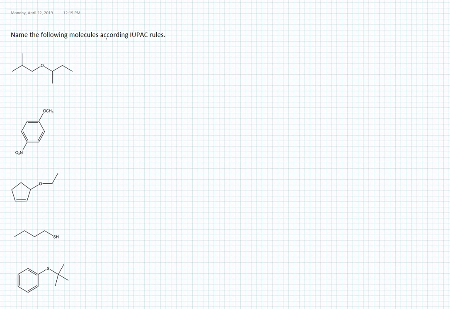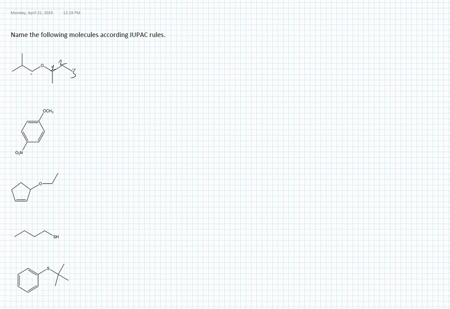We have two alkyl parts, the left one and the right one. So let's start from the right one. We have to find the longest chain here. Let's say this is going to be number 1, 2, and 3. Okay, so this is a propyl, but here we have also a methyl, so we can say 1-methyl propyl. This one, 1-methyl propyl.